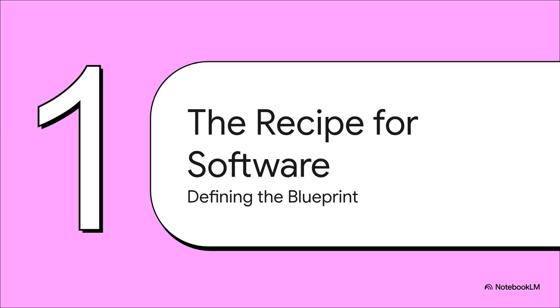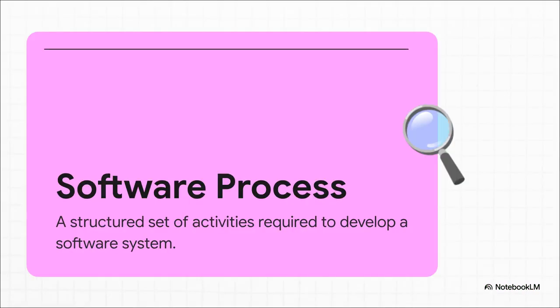What is this foundational concept, this recipe that brings order to the otherwise chaotic world of creating software? It's actually pretty simple. You can think of it like this. Without a process, you've just got a bunch of really talented people writing code. But with a process, you have a team building a product. It's that shared blueprint, that common recipe that aligns everyone's work toward one single goal.